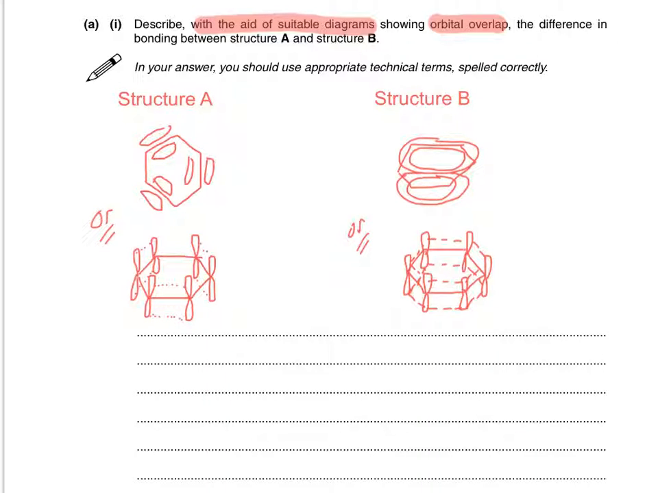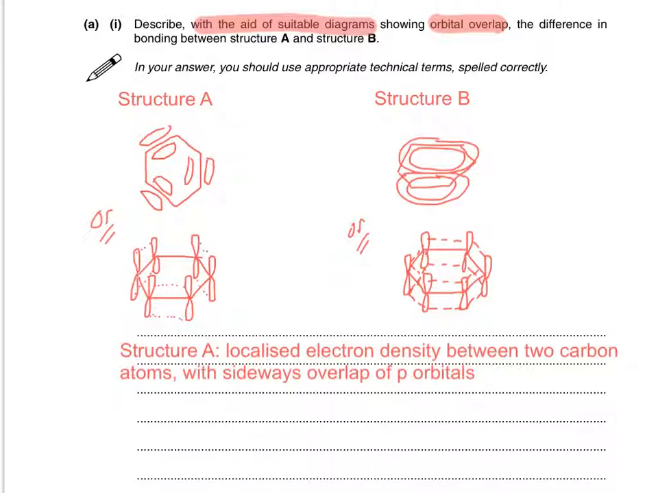So, in structure A what you've got is localized electron density between pairs of carbon atoms. So each carbon is part of a pair where there's double bonds taking place. We need to say a bit more than just double bonds. We need to say what that actually means. So for structure A, like we just said, localized electron density between 2 carbons with sideways overlap.